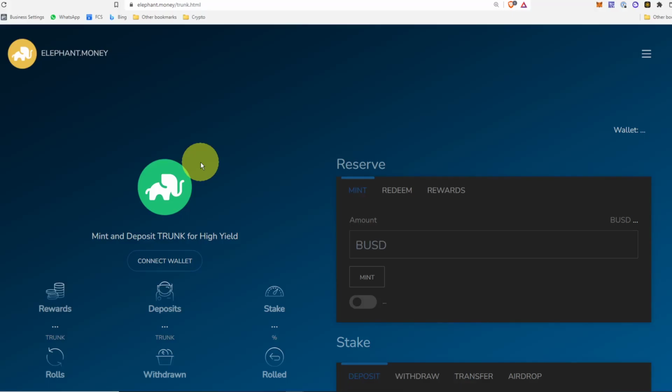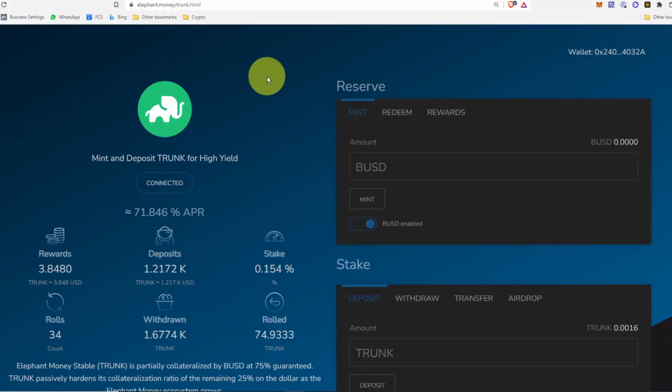25% respectively. And how you mint Trunk is actually just coming over here to the side and taking your BUSD under the mint tab here. And when you mint it, there is a 1% fee. So if you did 100 BUSD, you would get 99 Trunk.